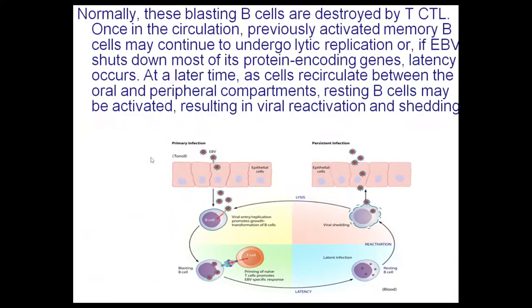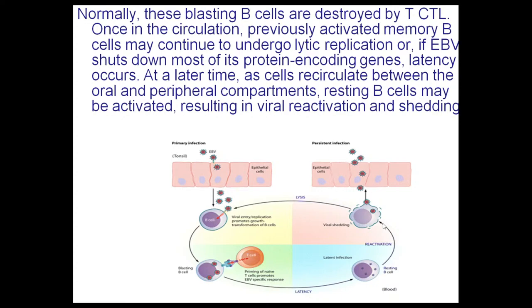Normally, those infected B cells are destroyed by T cytotoxic lymphocytes, because it is believed that the EBV infection is the so-called civil war of T cells against B cells infected with EBV. So then the lysis of the infected cells with the help of TCL occurs. But once in circulation, previously activated B cells may continue to undergo lytic replication, or if EBV shuts down most of its protein-encoded genes, latency may occur.